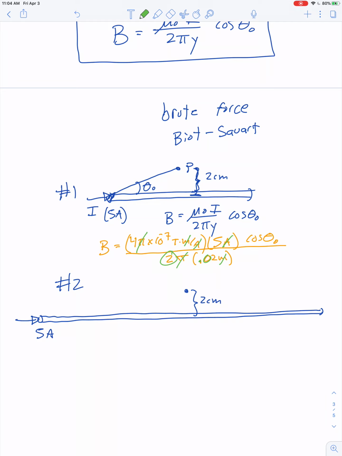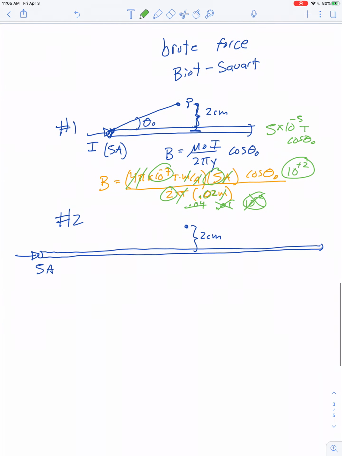2 times 0.02 will give me 0.04. So I can actually cancel this 4 and call this 0.01. But then again, 0.01 is the same thing as 10 to the negative 2. And 10 to the negative 2 in the denominator can be thought of as 10 to the positive 2 in the numerator. So 10 to the positive 2 combined with 10 to the negative 7th gives me 10 to the negative 5th. So I believe my answer here is 5 times 10 to the negative 5th Teslas, but then multiplied by some cosine of theta naught.